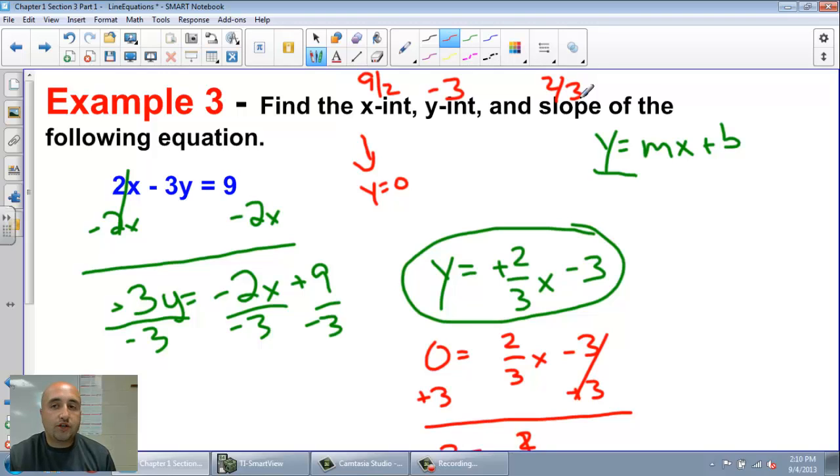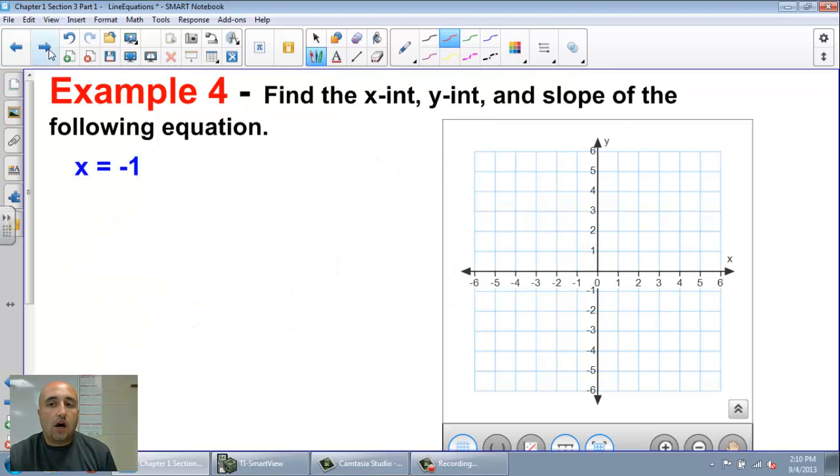Okay. If you don't get it, make sure you always go back and rewind and pause just to make sure that you're understanding these examples. Moving right along, example 4. This one's a little bit easier. It says find the x-intercept, y-intercept, and slope of the following equation.